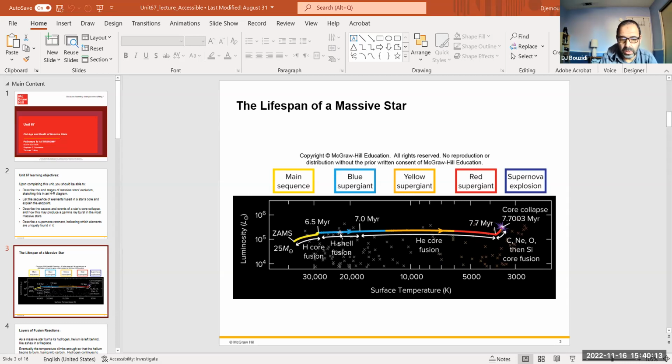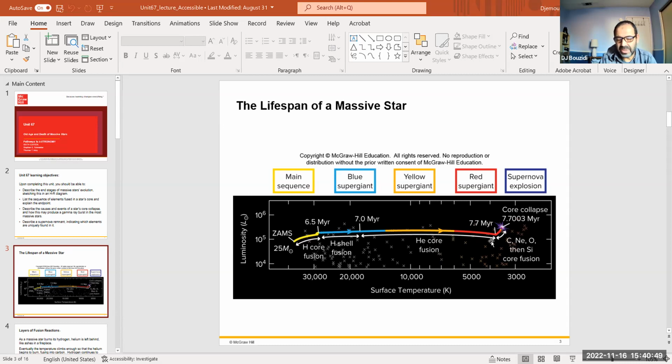That's why it doesn't live so long. Then it's going to start fusing the hydrogen in its shell when it runs out of the hydrogen in its core, and also starts fusing both the hydrogen in its shell and the helium, and is going to grow in size and become first a blue supergiant, yellow supergiant, red supergiant. At the end, when it runs out of all of this fuel in its core, it is going to basically collapse into a big supernova, an explosion that is going to leave in its wake either a black hole or neutron star.